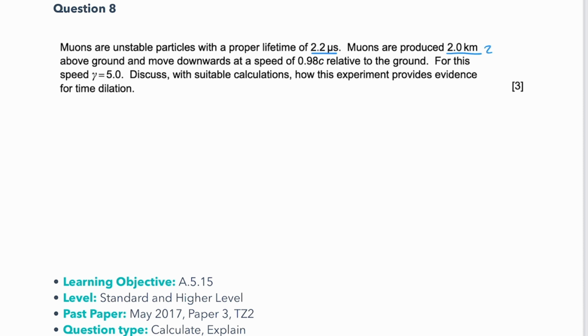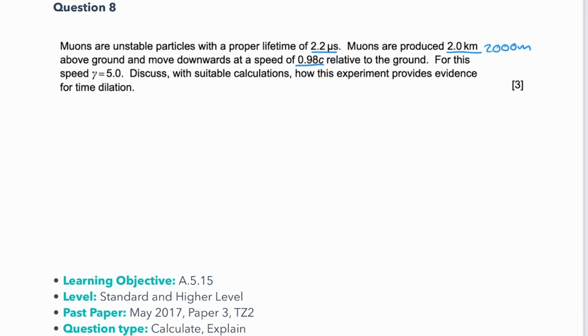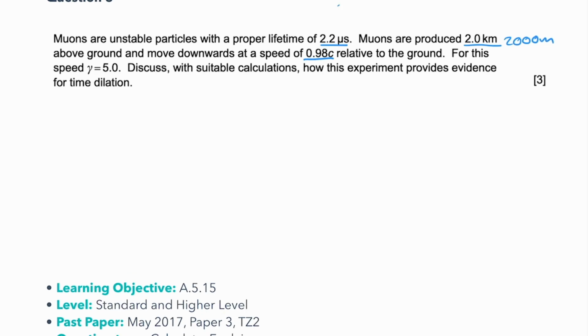Question 8. Muons are unstable particles with a proper lifetime of 2.2 microseconds. Muons are produced 2 kilometers above ground and move downwards at a speed of 0.98 c relative to the ground. For this speed, the Lorentz factor is 5. Discuss with suitable calculations how this experiment provides evidence for time dilation.